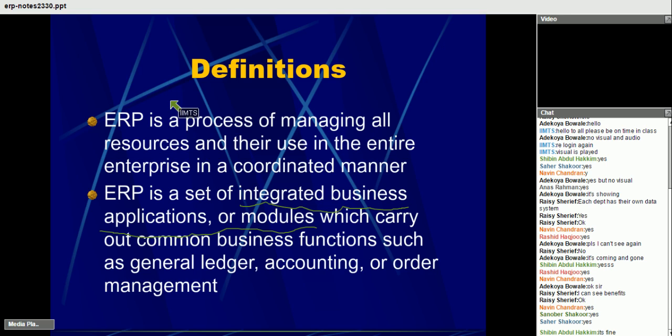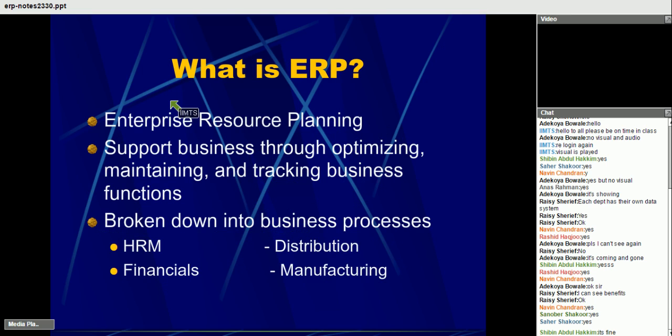Then moving ahead. ERP's full form is enterprise resource planning. It supports business through optimizing, maintaining, and tracking business functions. It's broken down into business process, HRM, financials, distribution, and manufacturing. So these are the different processes or portfolios of the organization, and ERP is something which integrates each and every function within the organization.